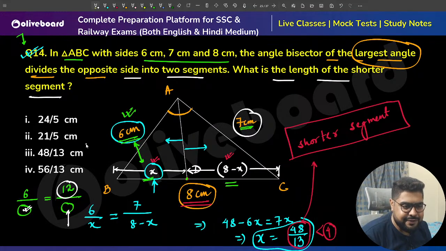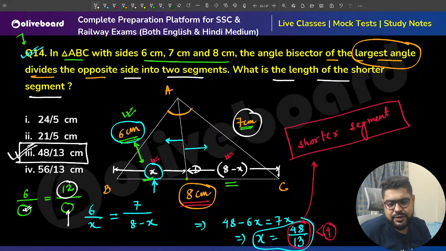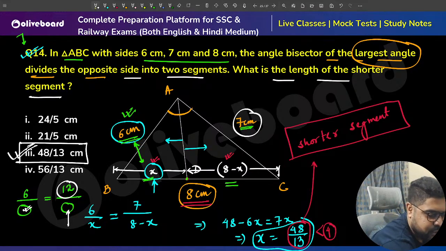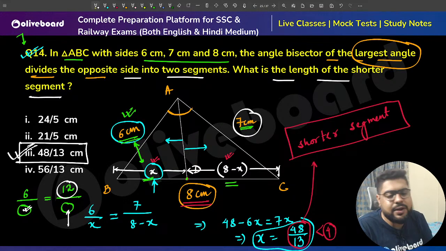So my answer for this question will be option number 3, 48 divided by 13. 48 divided by 13 is most definitely the correct answer, sir.